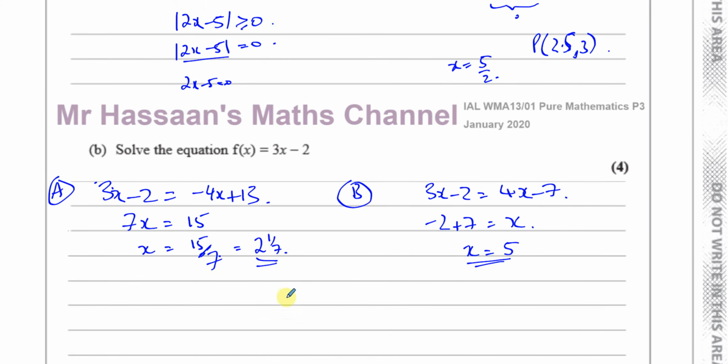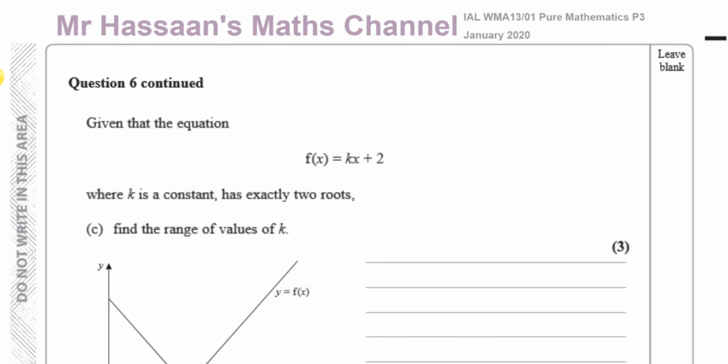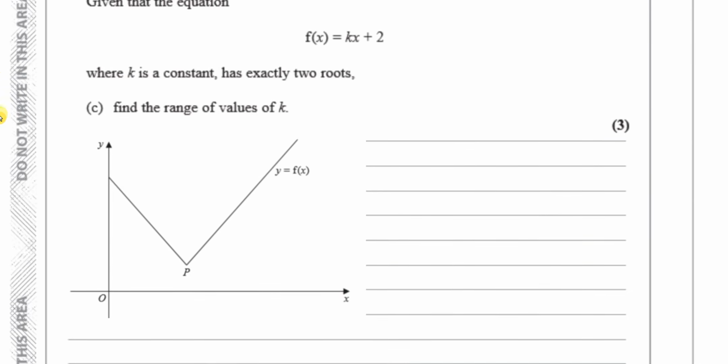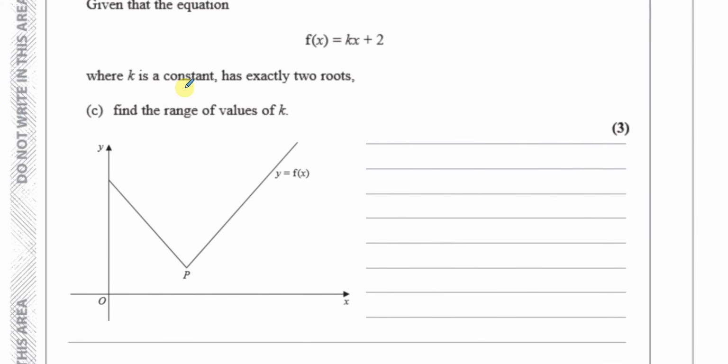So here we have the two answers. x equals 2 and 1/7, that's 15 over 7, or x equals 5. Those are the two solutions of this equation. That's part B, and now part C. It says, given that the equation f of x equals kx plus 2, where k is a constant, has exactly 2 roots, find the range of values of k.